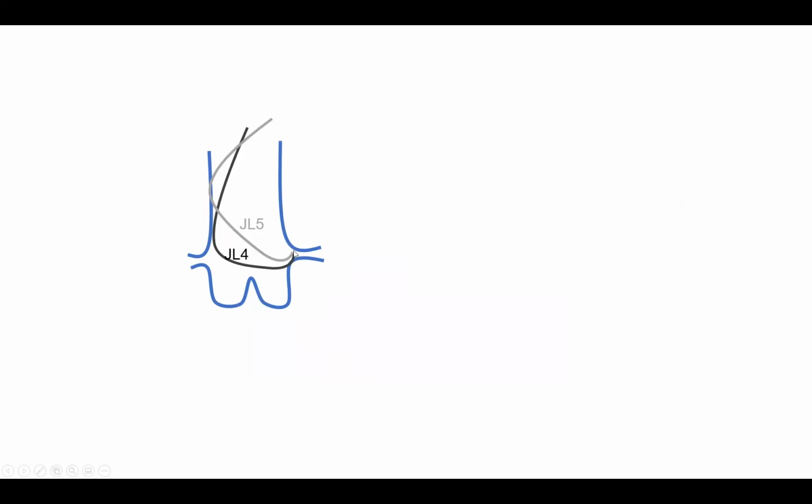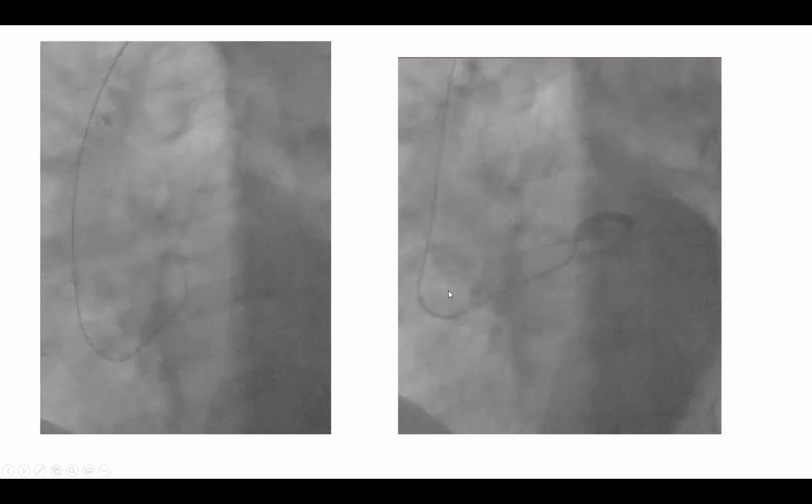Okay, this is another example here. This is a catheter falling down. So very easy. What's the next step? JL4, you need JL5. Okay.